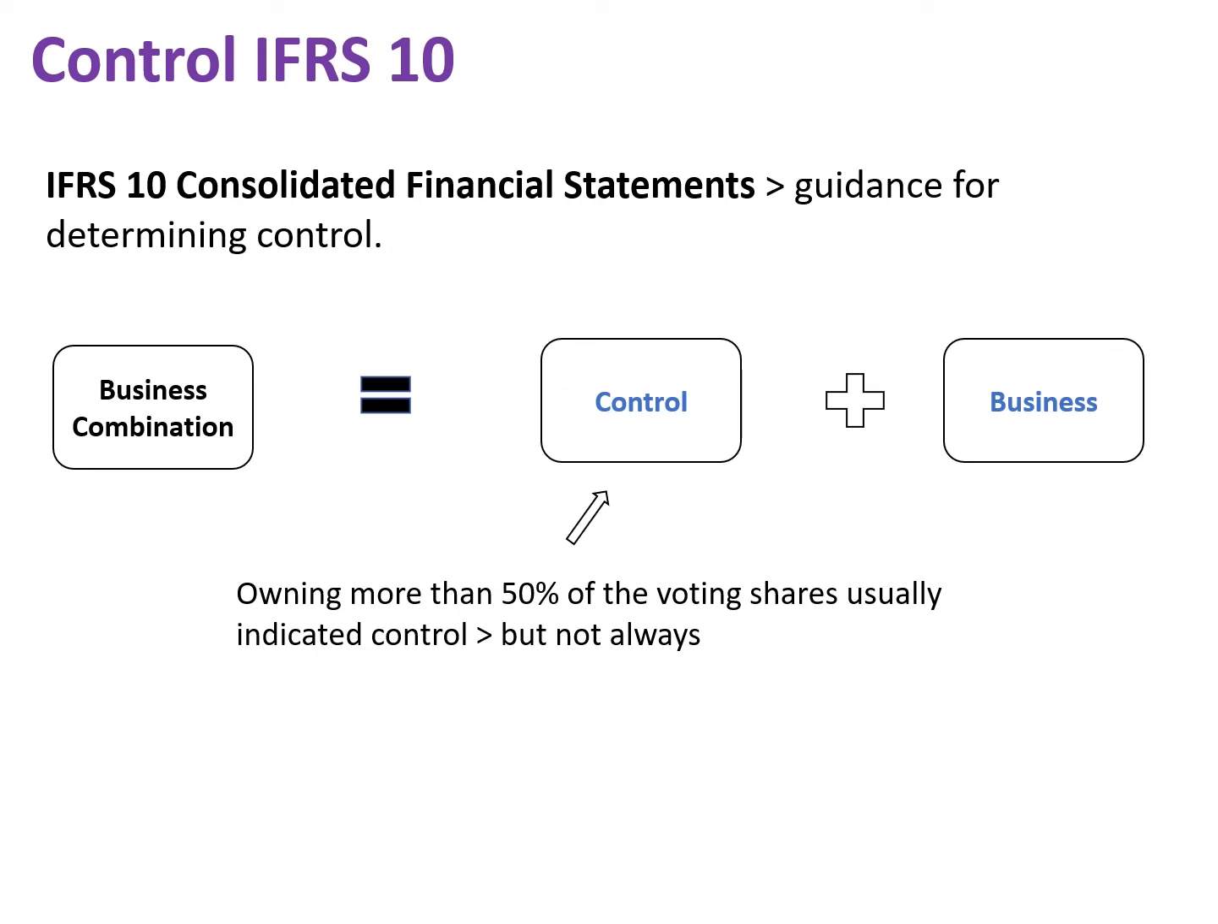Control can be present with less than 50% of voting shares if other factors indicate control. So for example, an irrevocable agreement with other shareholders to convey voting rights to the parent. Or if the parent holds rights, warrants, convertible debt, or convertible preferred shares that would, if exercised or converted, give it greater than 50% of the votes, or if there are contractual agreements which give control.